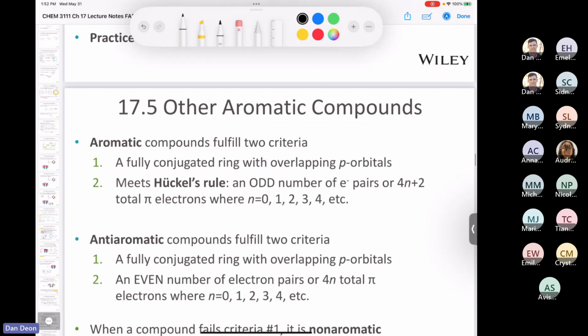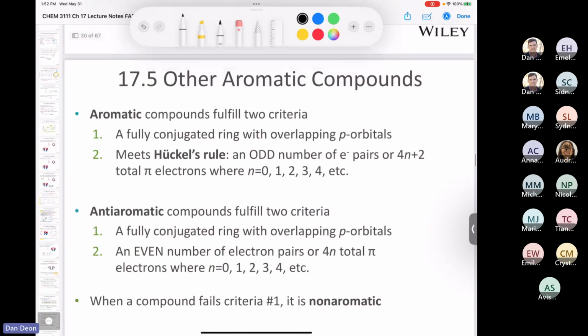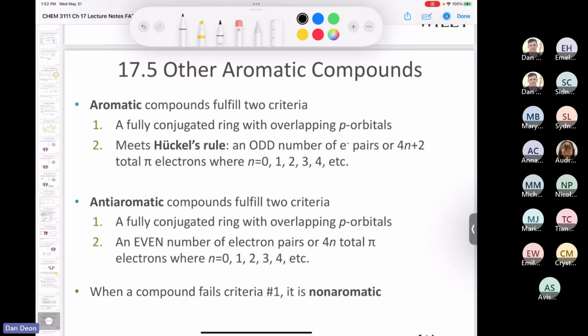All right, so Frost circles. I usually print this out during the semester and give it to my students just so they can have this in their mind's eye while they're practicing. So let's review again. If you have an aromatic compound, you've got a fully conjugated ring with overlapping p orbitals. It meets Huckel's rule. If you have an anti-aromatic compound, how do you know that? Well, again, you've got a fully conjugated ring.